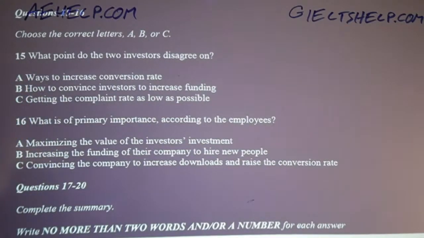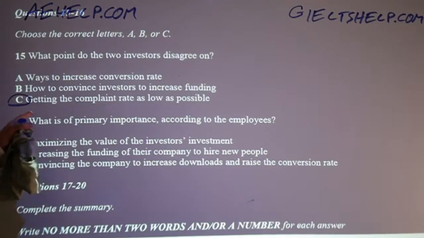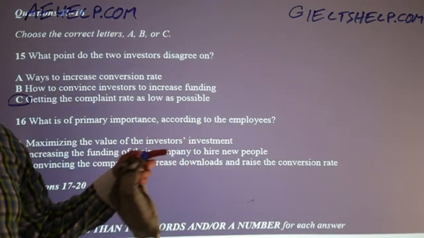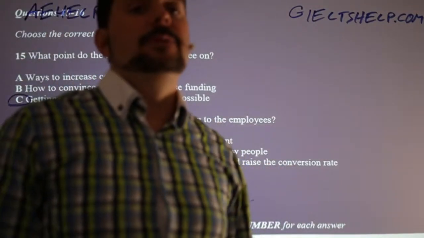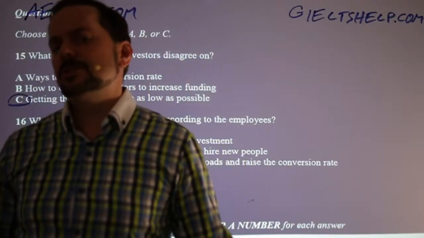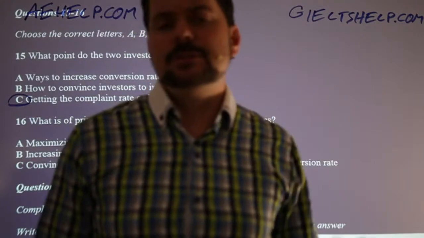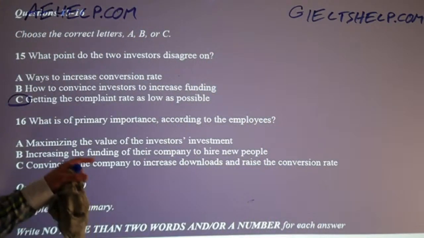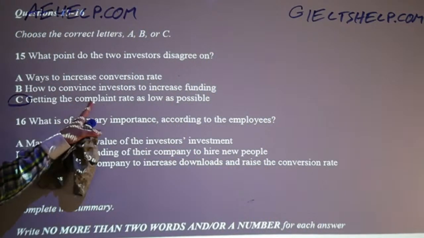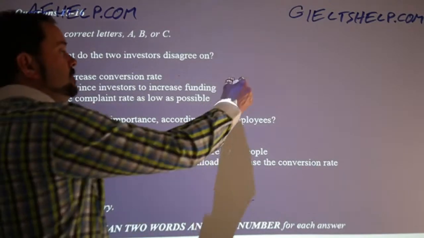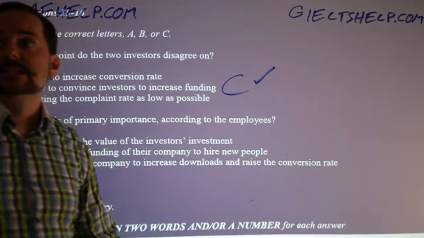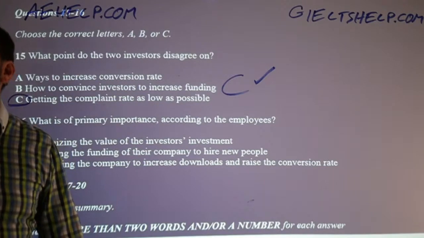The correct answer here was C, getting the complaint rate as low as possible. So they disagree on that point. The gentleman interrupts and he says, I disagree on that point. We don't need to necessarily focus on getting the complaint rate. So if you got C, good job. Okay, a lot of you did. That's fantastic. So Tanush, nicely done.